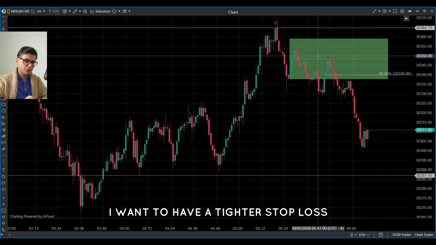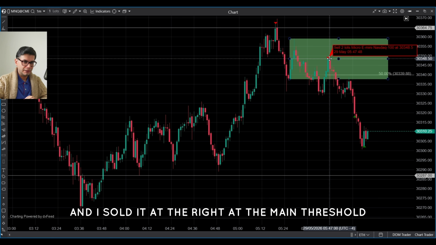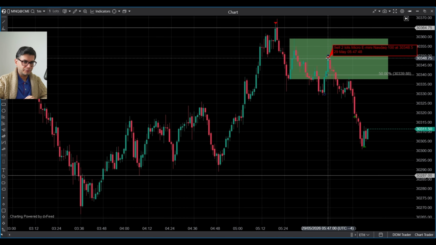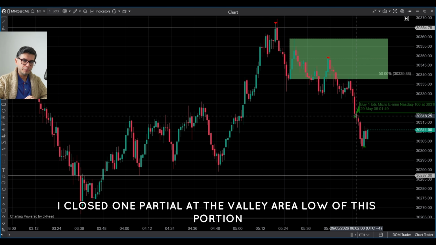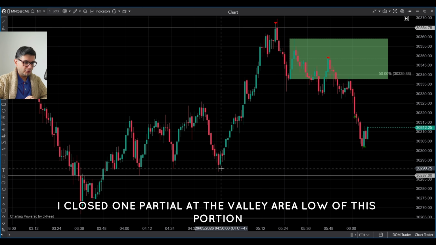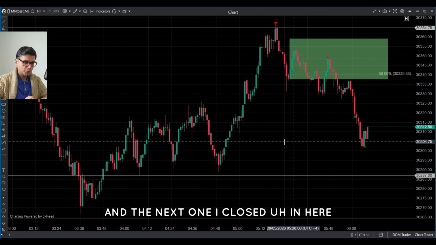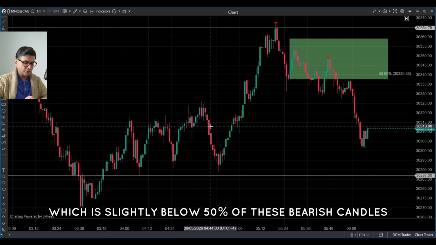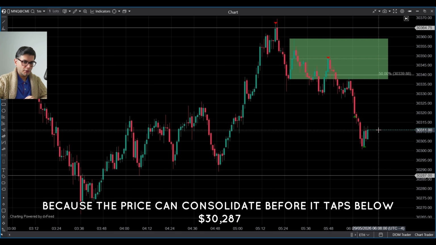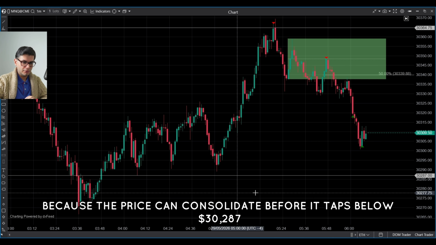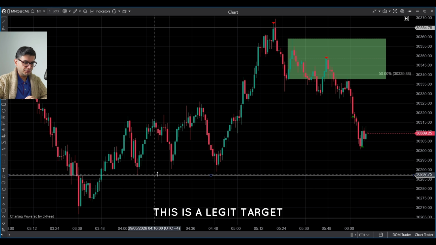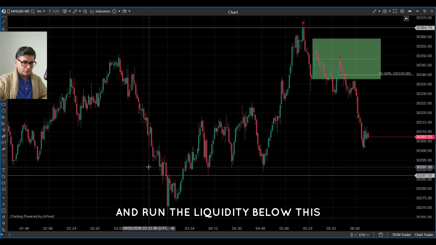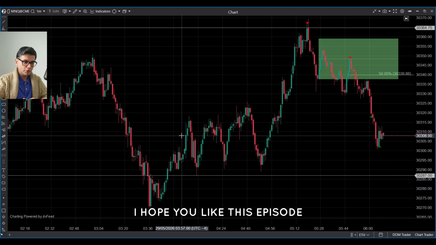I wanted a tighter stop loss, and I sold right at the mean threshold of these 3 bullish candles. The sell-off resumed. I closed one partial at the value area low of this portion, and the next one I closed in here, which is slightly below 50% of these bearish candles, because the price can consolidate before it taps below $30,287. This is a legit target, and there's a high chance for NASDAQ to attack this level and run the liquidity below this.